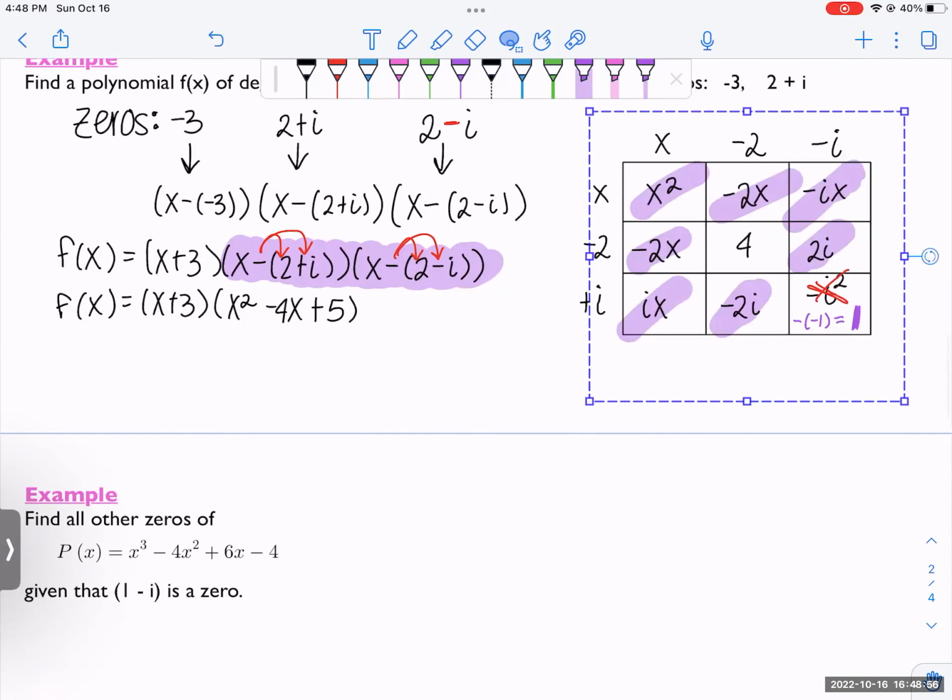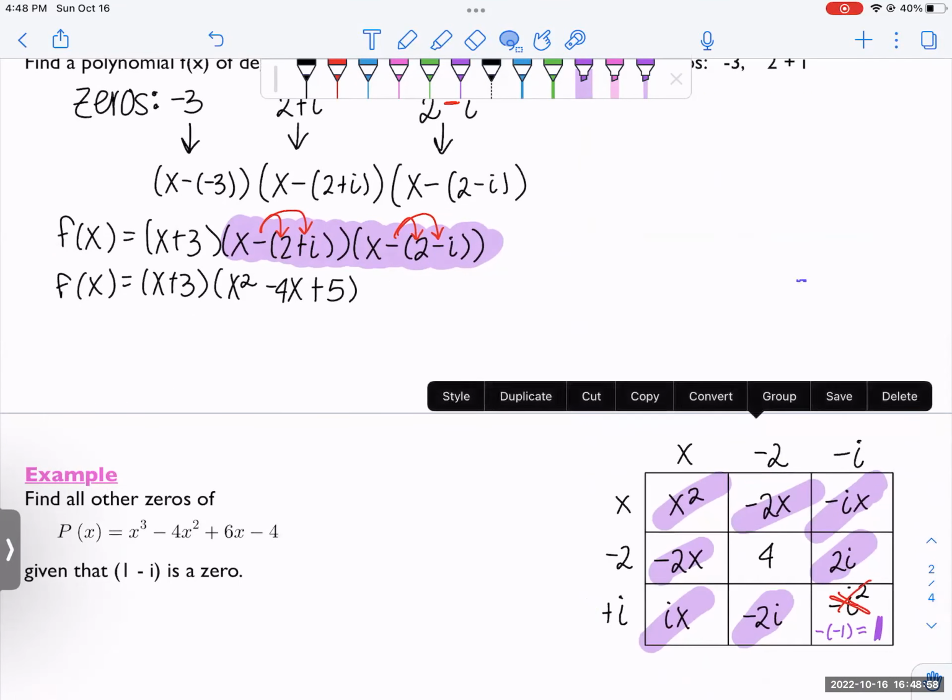Where's that 1 from? Oh. Go ahead and move down there.